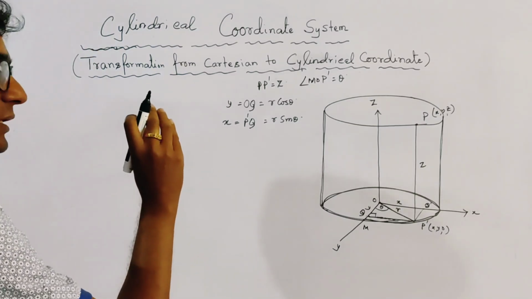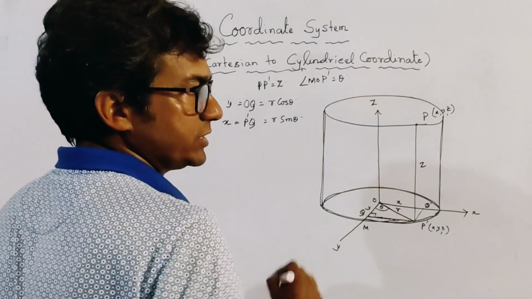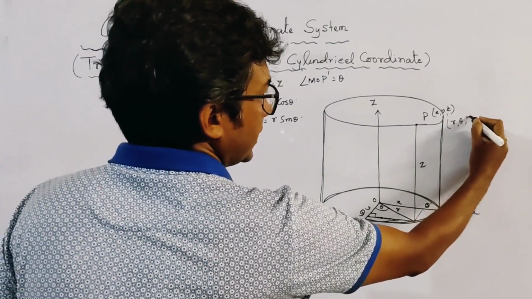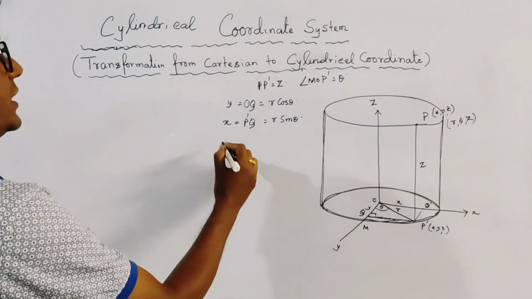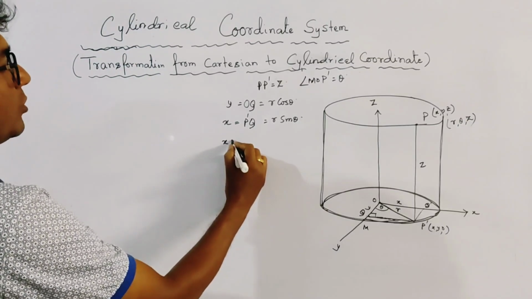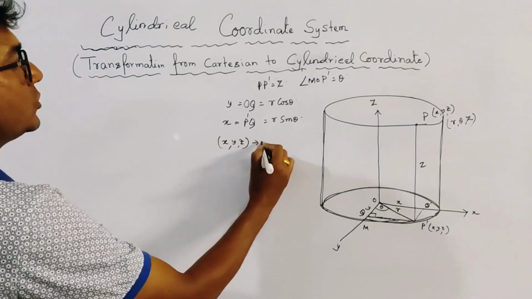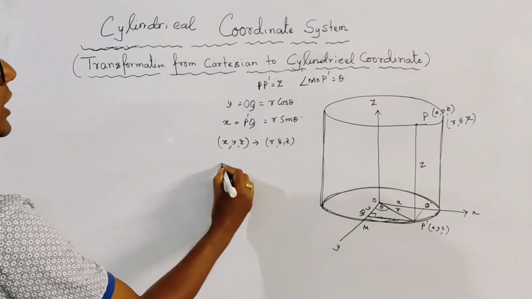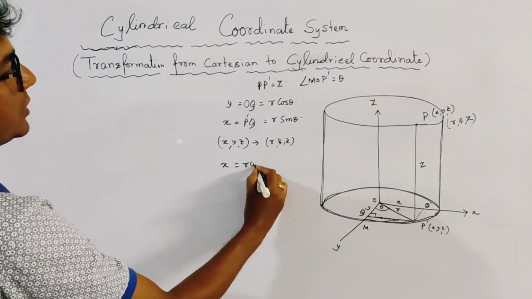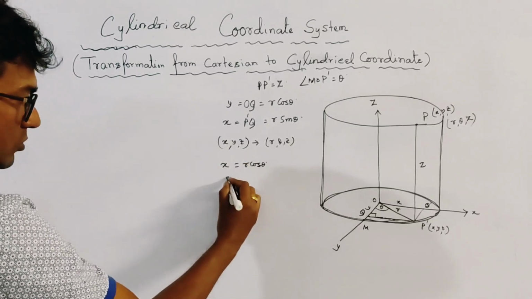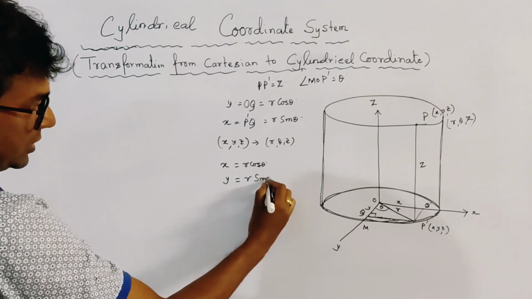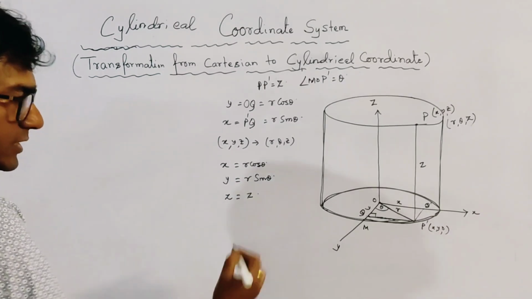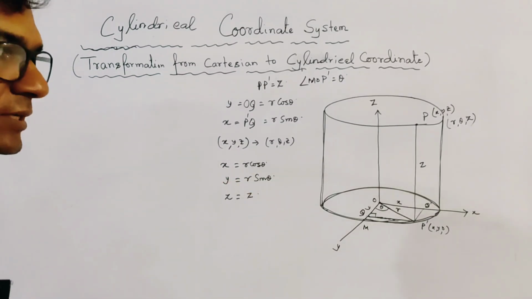So in the cylindrical coordinate system, this is denoted by (r, theta, z), and we change from (x, y, z) to (r, theta, z) by the transformation formula: x is equal to r cos theta, y is equal to r sin theta, and z is equal to z. Obviously there is no change in z.